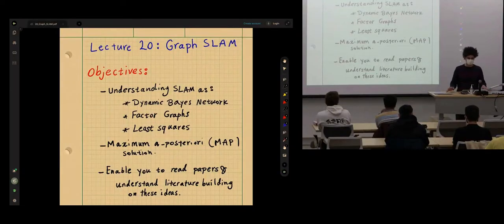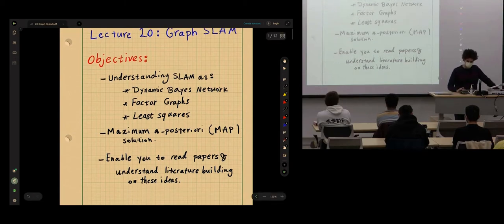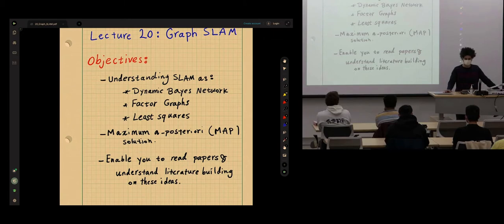Welcome to the second lecture on SLAM. Today we're going to cover graph SLAM, and we go through these objectives. We want to understand SLAM as a dynamic Bayes network, factor graphs, and least squares, and show their equivalency under certain conditions. We want to talk about a maximum a posteriori solution to SLAM and how it ends up being a nonlinear least squares problem.